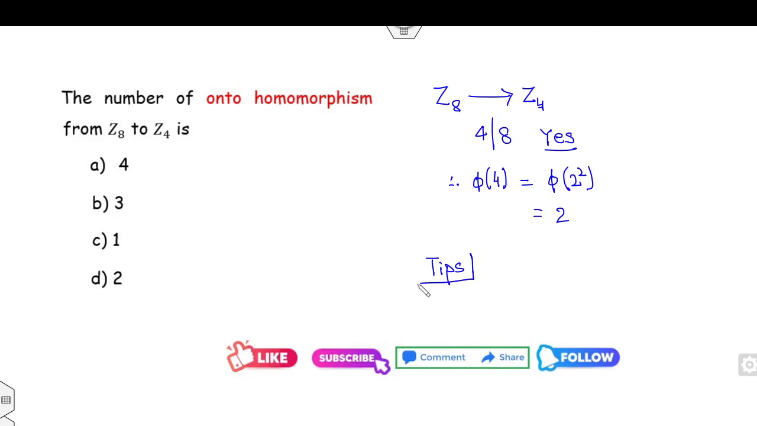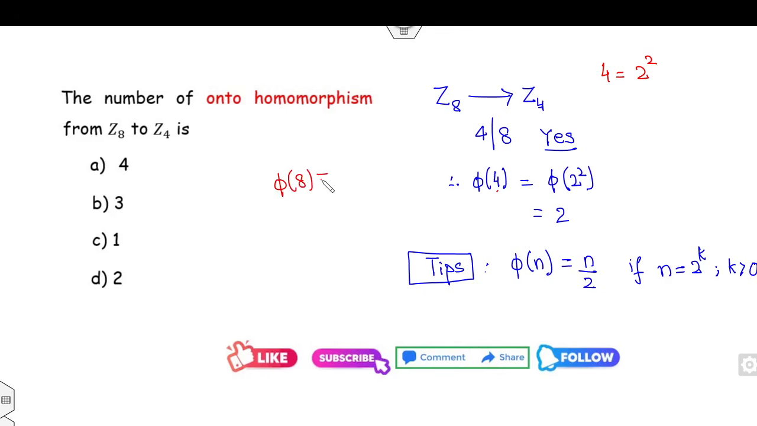Also remember, as I told you in number theory, phi of n is n over 2 if n is 2 raised to power k, where k is greater than 0. You can see 4 is 2 raised to power 2, so I can directly write n by 2. Similarly, what is phi of 8? 8 is 2 raised to power 3, so it will be 8 over 2, that's 4.